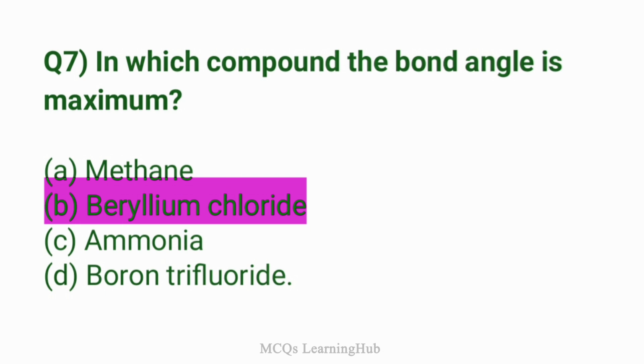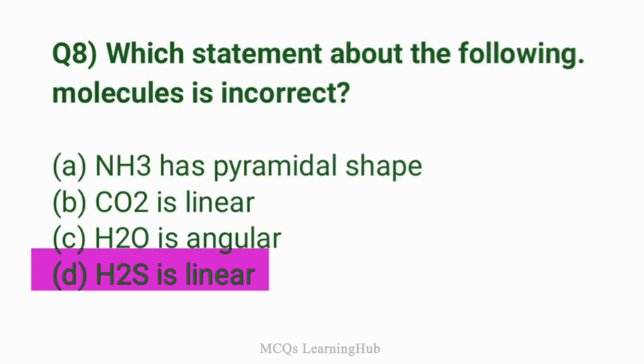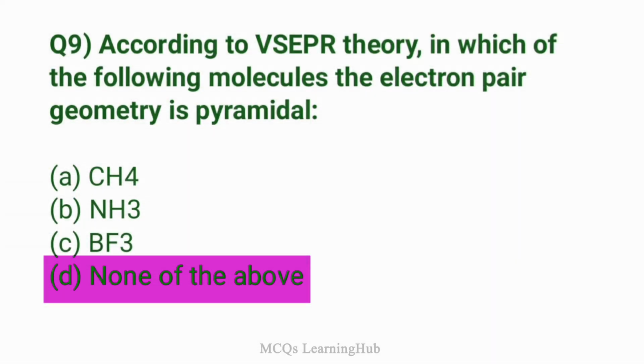Beryllium chloride. Option B is correct. Which statement about the following molecules is incorrect? H2S is linear. Option D is the right option. According to VSEPR theory, in which of the following molecules the electron pair geometry is pyramidal? Option D, none of the above.